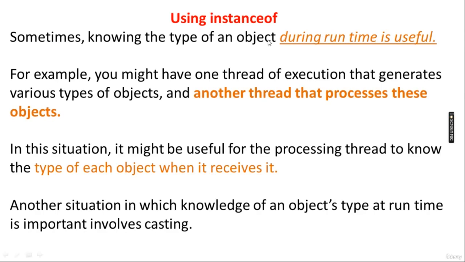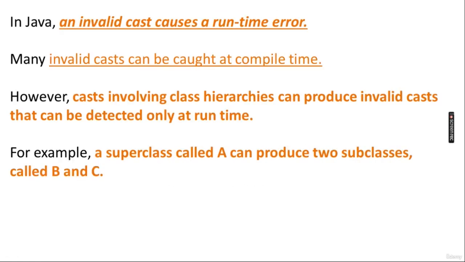Now we will see the instanceof operator. Knowing the type of an object during runtime is useful. Which type of object we are calling will be known using the instanceof keyword. You might have one thread of execution that generates various types of objects, and another thread that processes these objects. In this situation, it might be useful for the processing thread to know the type of each object when it receives it. Another situation in which the knowledge of the object's type at runtime is important involves casting.